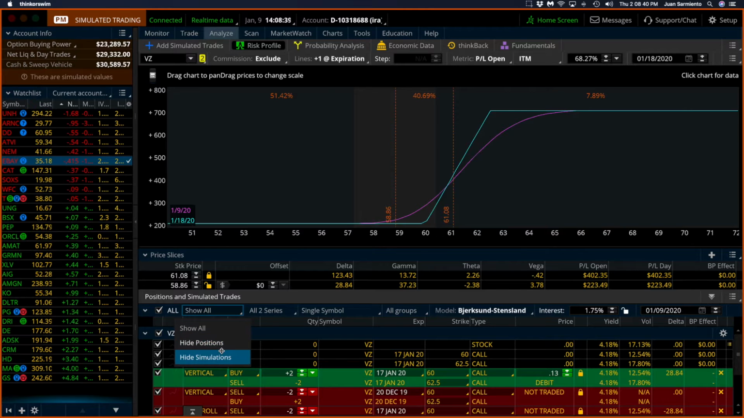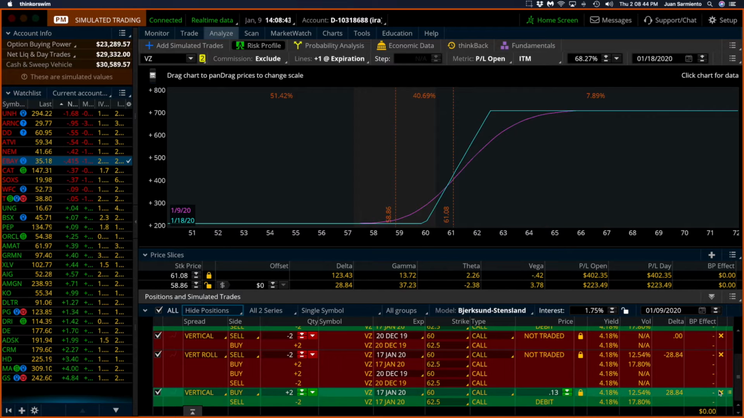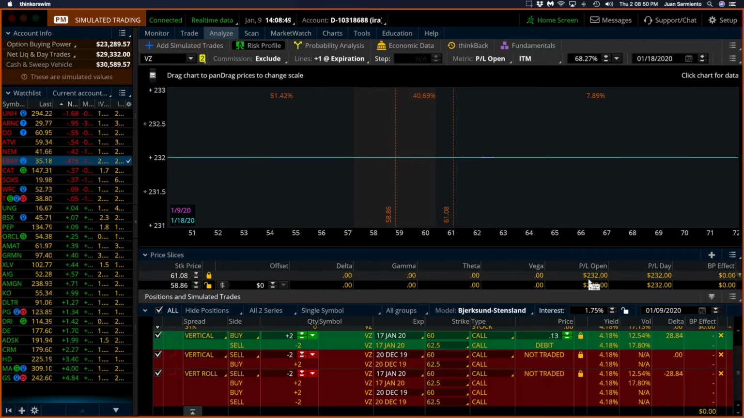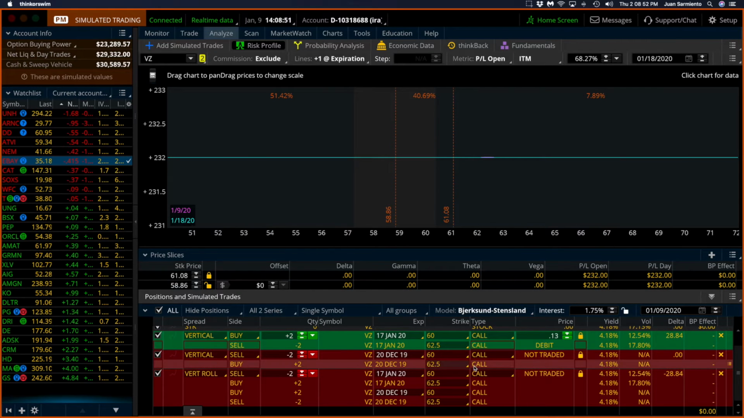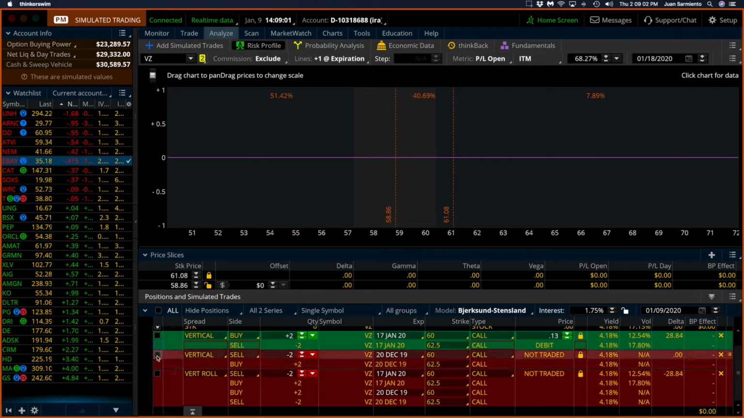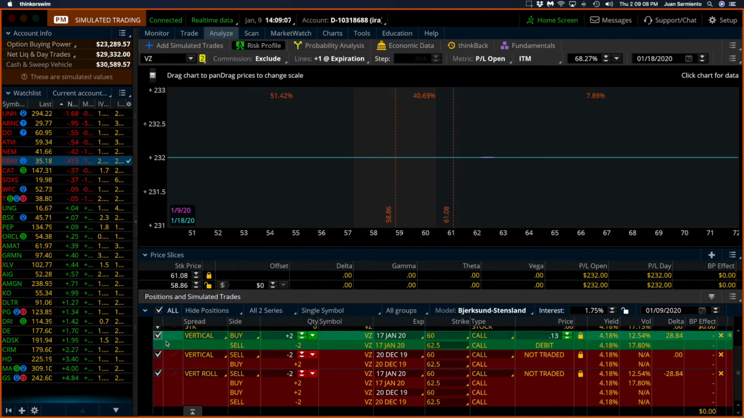Hide the positions so that only the simulations show. I close here the additional trade there, and here you have it. Our profit was $232. Okay, so we started with a vertical, and I'm sorry, that's not it. We started with this vertical, then we did the roll, and then we closed today.